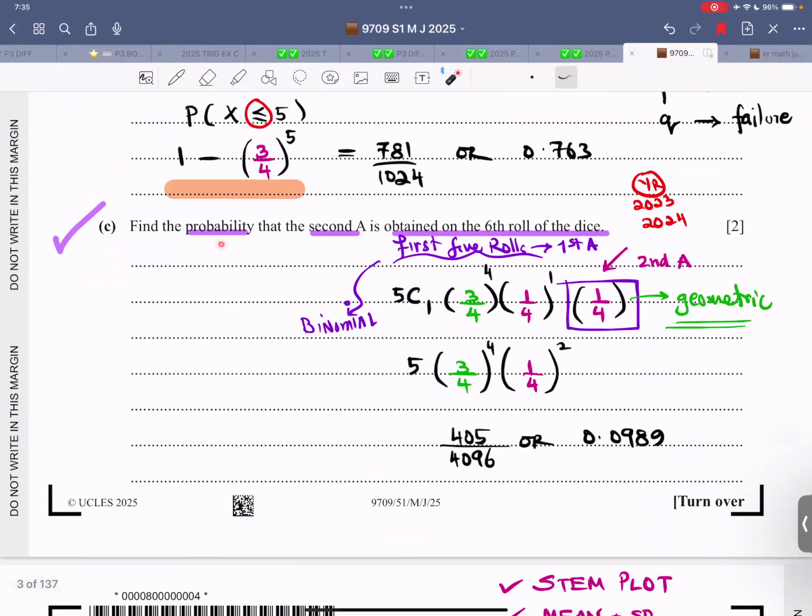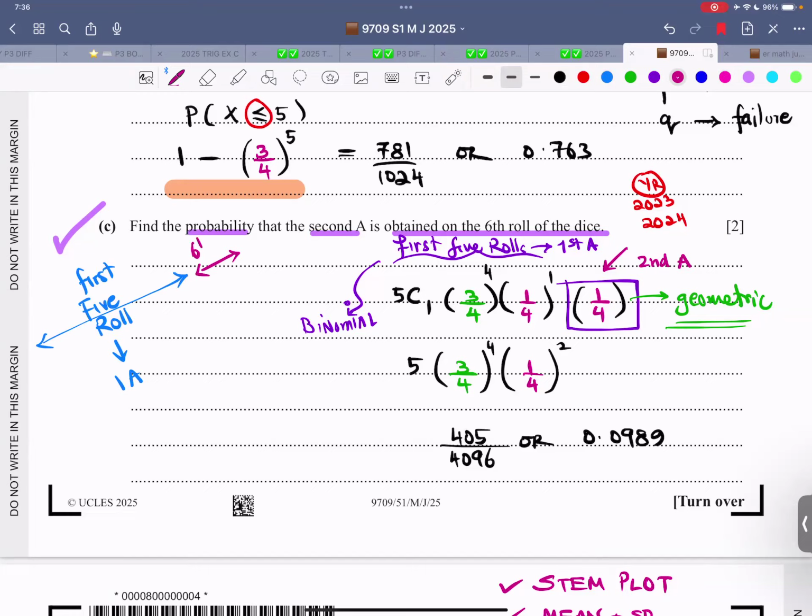Find the probability that the second A is obtained on the sixth roll of the dice. So the second A is obtained. That means there should be a first A among the first five rolls. So now the working is this. Out of the first five rolls of the dice, you should be obtaining one A. And then separately, you should be obtaining a sixth one as an A.